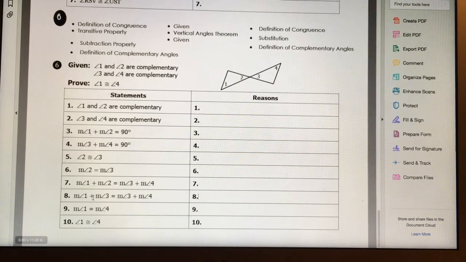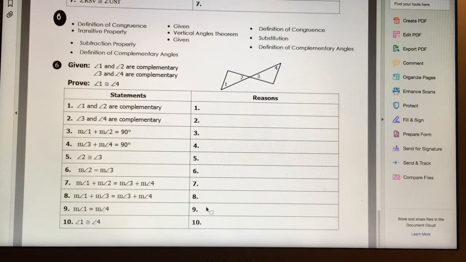Once we have 8 here, what possibly happened that gets us to 9? If we look at this equation, the measure of angle 1 is still there, the measure of angle 3 disappeared, and on the right side, the measure of angle 4 is still there, but the measure of angle 3 disappeared. What could we possibly do to both sides of the equation to make that happen? Well, we subtract the measure of angle 3 from both sides. So that would be the subtraction property that gets us to number 9.